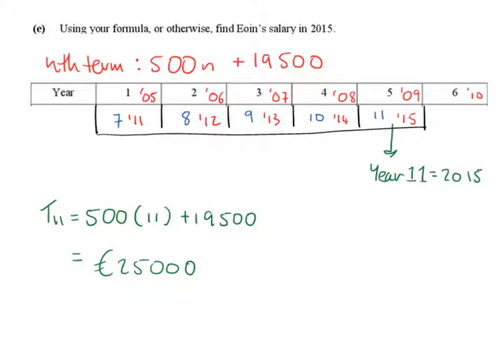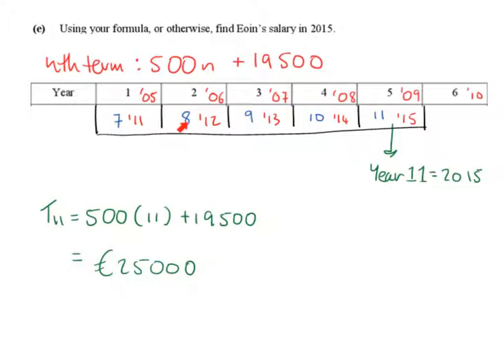So if we can figure out which term of the sequence will be 2015, we can swap this n for that number with brackets and multiply it out. So it's not going to be 2015. So year 1, or the first term, was 2005. So 2006 was year 2, or term 2. 2007 was year 3. 2008 was year 4. 2009 was year 5. 2010 was year 6. So 2011 will be year 7.